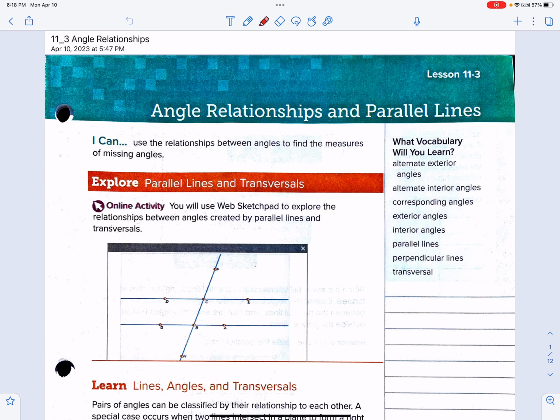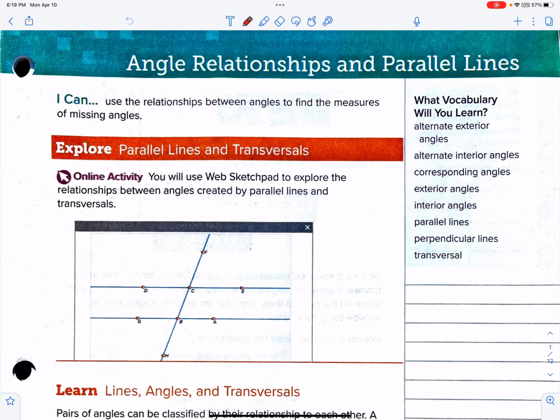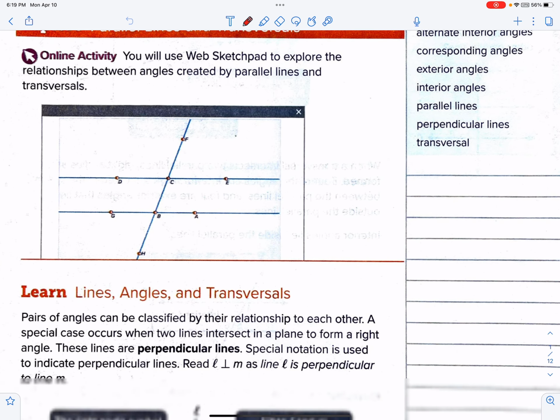Hey, it's Mr. Hutch here, and we are on lesson 11-3 to talk about angle relationships and parallel lines. Really, we're talking about parallel lines that are cut through with a transversal. And we'll talk about what that means in just a second here. So here's what I want you to take a look at.